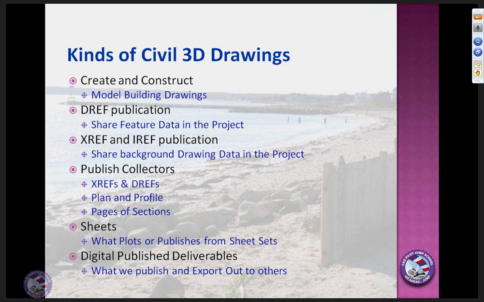And those may become a different thing, as we said. I make my primary alignment, now I need offset alignments, now it's got to run through intersections, and all that gets to be fairly complicated. But we definitely create and construct model building drawings. Some of them become reference drawings, or publication drawings.